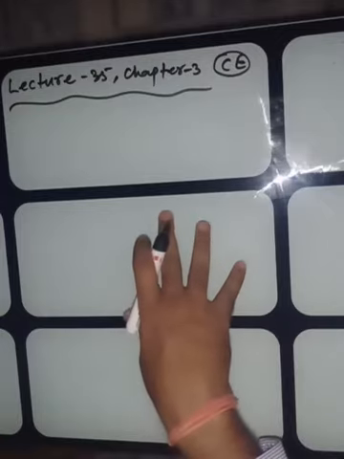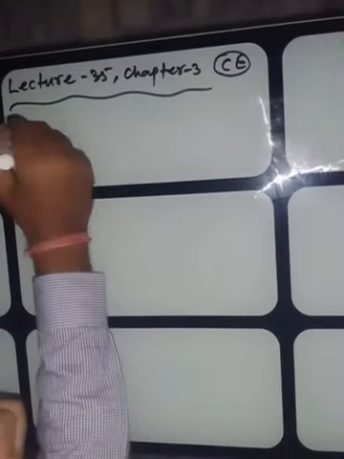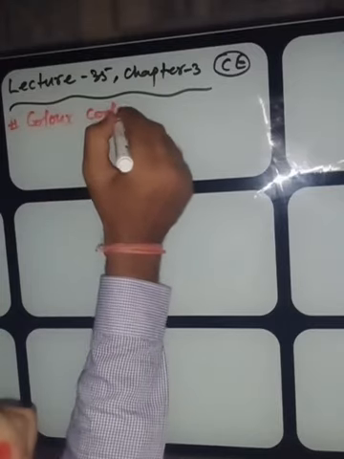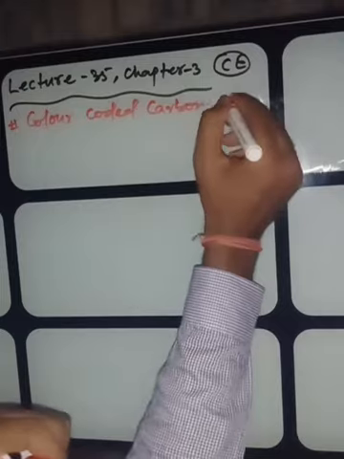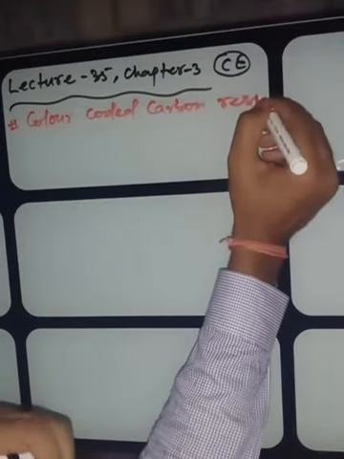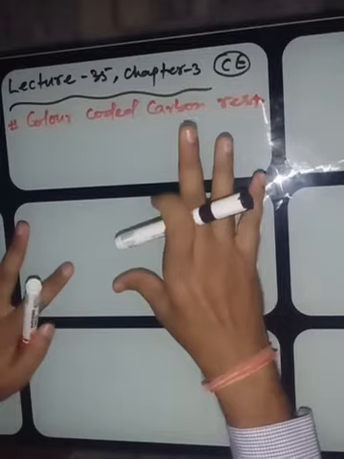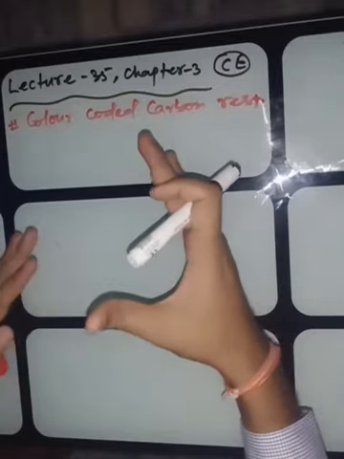Now we are going to study the color coded carbon resistance. Our topic will be the color coded carbon resistance. My dear students, for commercial purpose, high resistance, in kilo ohms, is made up of carbon.